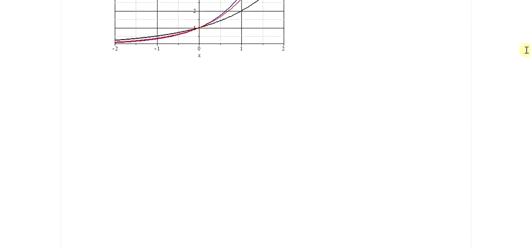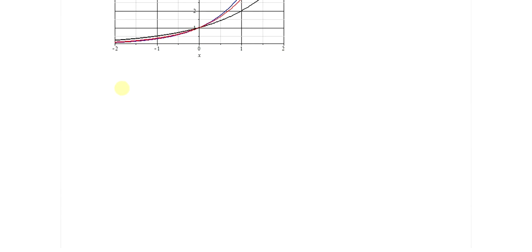So e to the x, e is just a number, and its graph looks like every other exponential function. It's a very useful number. We'll see its connection to interest in section 3.2, but for us it's just a number between 2 and 3.